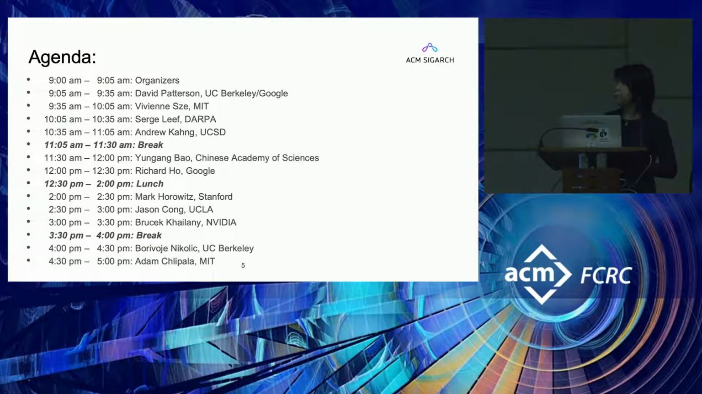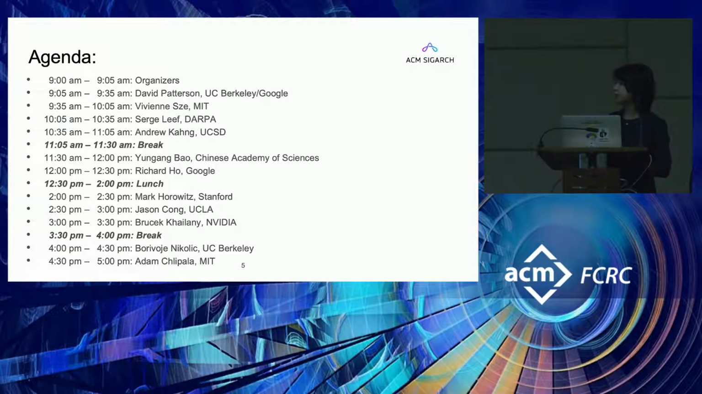Yungang Bao from the Chinese Academy of Sciences will talk about how we can build open source hardware, especially talking about some of the ongoing efforts in China. And Richard Ho will talk about the recently announced CHIPS Alliance and how we can design and also leverage open source hardware to lower the hardware design cost.